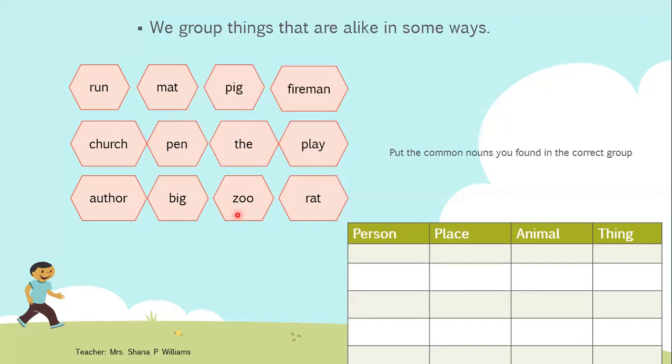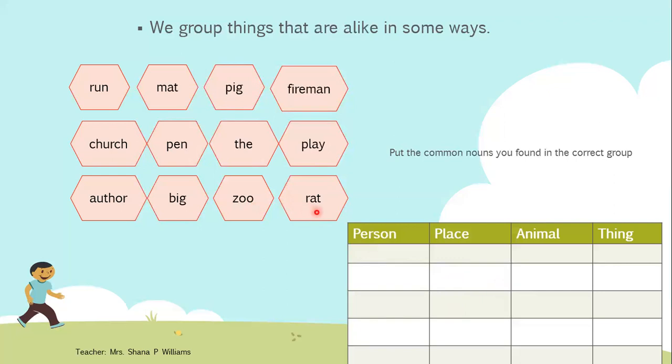Zoo. What is zoo? Is it the name of a person, place, animal, or thing? Good thinking. Zoo names a place. That's a place where we keep animals. So in your books, you're going to put zoo under the heading place.